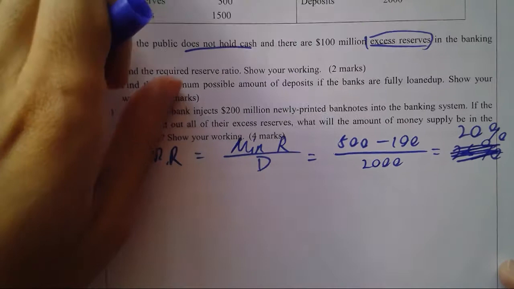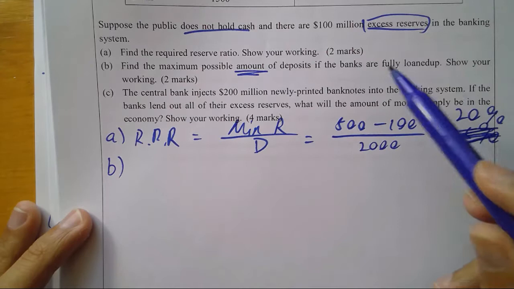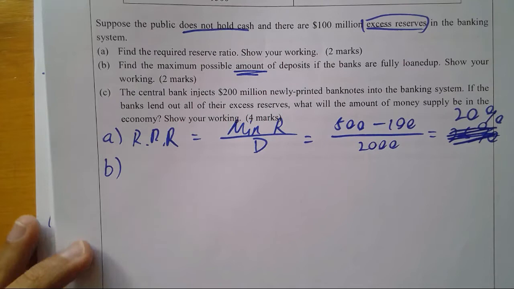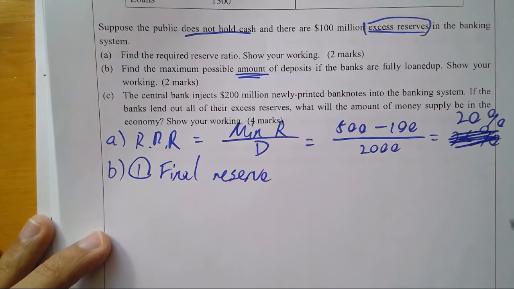Now, let's go to part B. What does part B say? Let's see. Find the maximum possible amount, not change, amount of deposit if the banks are fully loaned up. Show our working. Again, let's follow the steps. Step number one, the final reserve. What would be the final reserve?